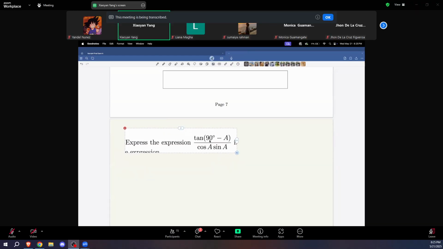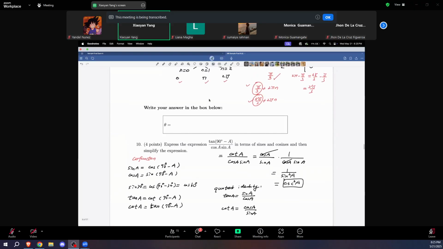Okay, so think about this. Let me read it one more time. Okay, you think about this. Why did they write this expression? So this is an expression. Why expression? Because we don't have an equal sign, so we cannot call it an equation. It's not an equation, it must be an expression. Express the expression of this in terms of sine or cosine.